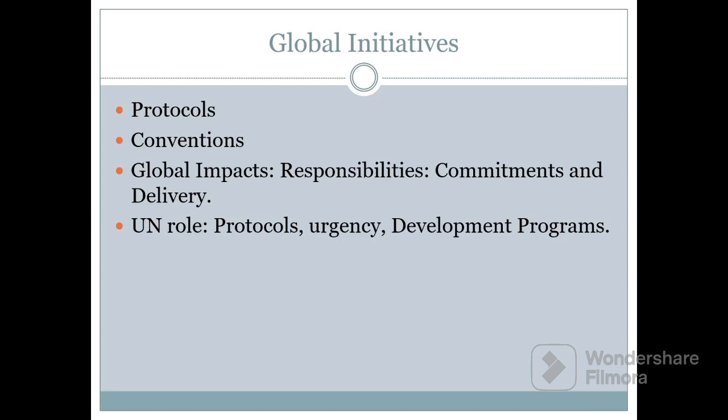We study in this chapter about protocols and conventions, which are international protocols and convention ratified by international governments to come up with solutions and counter mechanism for issues like deforestation, for wetlands, for migrating birds, for GHG emissions, for global warming.